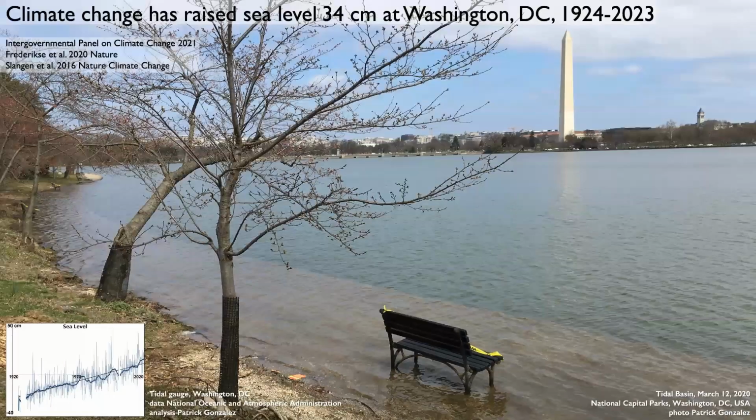This is a national park in the heart of Washington, D.C., which has experienced sea level rise at twice the global rate. This is the tidal basin. It's part of the National Capital Parks. And this is where the cherry trees are, but you can see very clearly here the sea level rise right at our nation's capital.